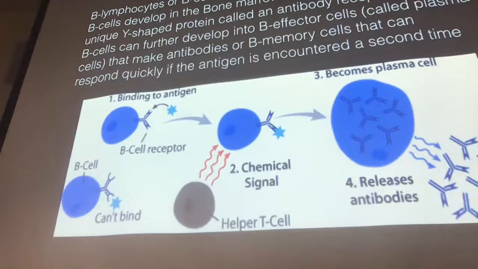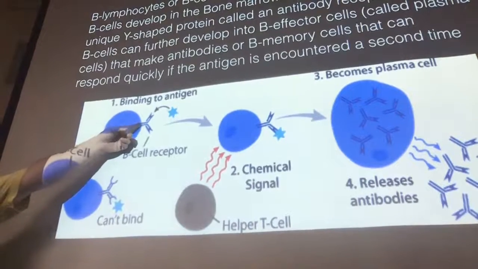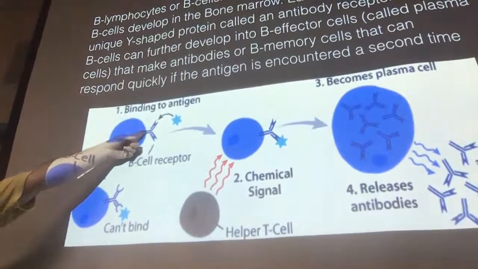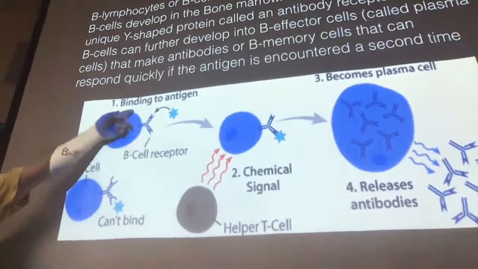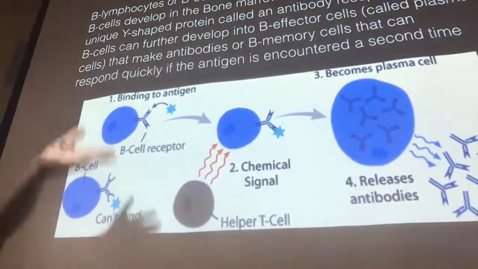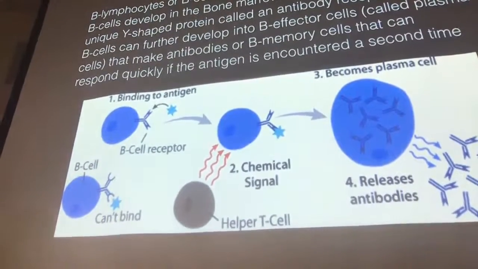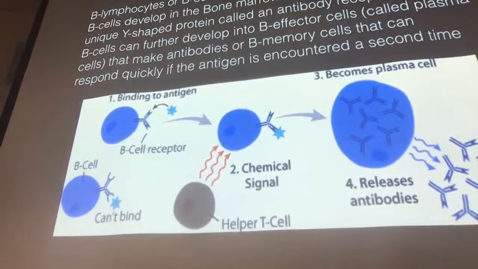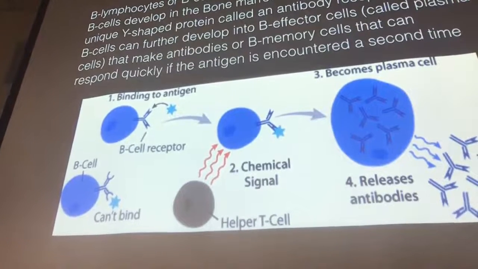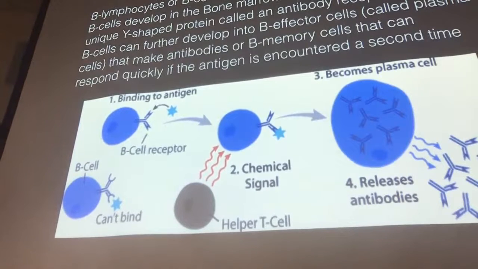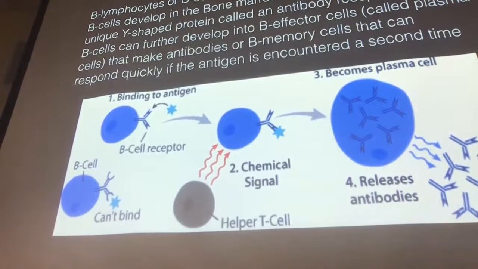Okay, so every B cell makes B cell receptors. Here you can see a B cell receptor here. B cell receptors are almost exactly the same as antibodies, except they're stuck in the membrane instead of floating around free. Every B cell is going to have a different B cell receptor.